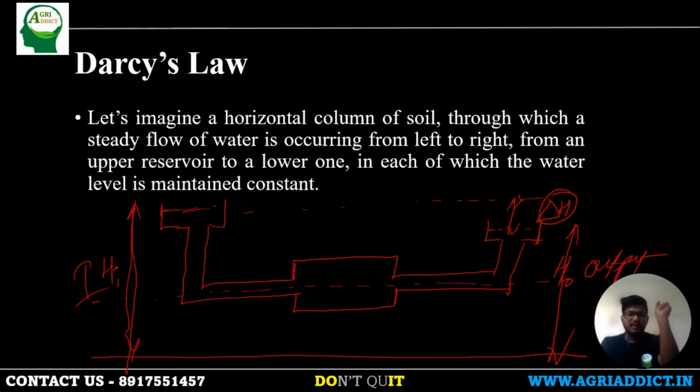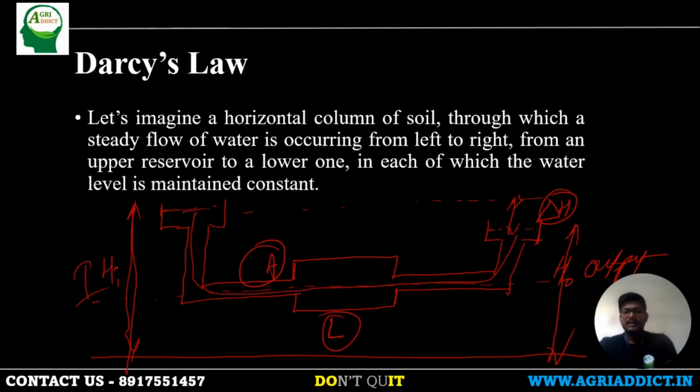One input is there, that is one hydraulic head is there, one soil column is there with a length of L and cross-sectional area A, and there is another output. So we have maintained the water level constant. So water is flowing from right to left. So if there is any hydraulic head difference, there will be movement of water. Understood?